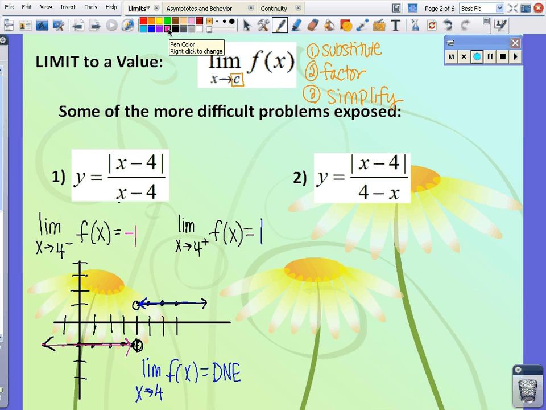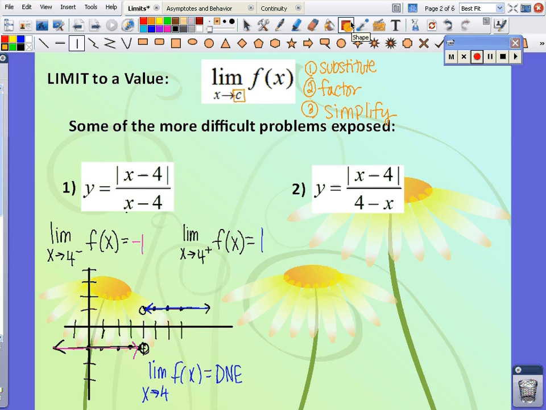Let's look at the one to the right because most people just answer the same exact answers for these. For this graph, and we're going to do the same thing. We're going to do a limit at 4. So I'm going to put in axes again. We're going to create the graph.